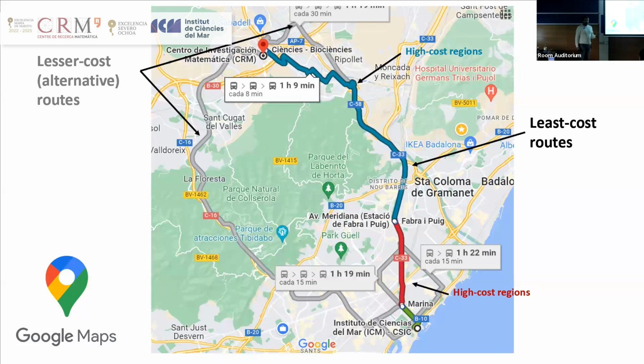In short, what I would like to do together with you is a Google Maps. It's a sort of Google Maps to identify routes between two different sites. For example, the ICM and the CRM. As you know, Google Maps uses environmental information like traffic intensity, frequency of public transport to show you the most suitable route, the least cost route. They can also provide alternative routes, which are also very interesting.